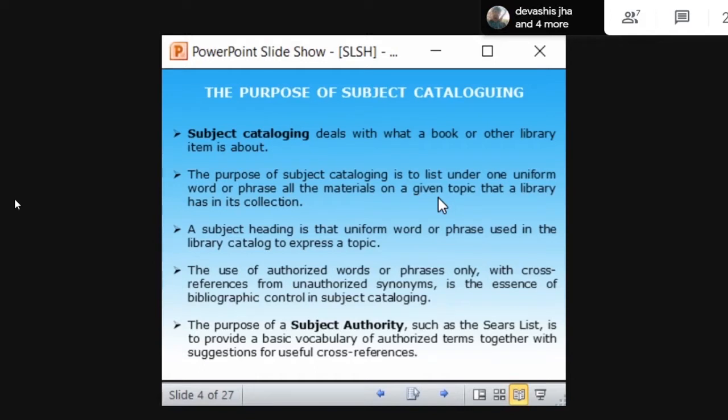I told you about subject authority in the last class, and I will brief it again. The purpose of a subject authority, such as the Sears list, Medical Subject Headings, and the Library of Congress Subject Headings, LCSH, all are parts of subject authority. The purpose of this is to provide a basic vocabulary of authorized terms together with suggestions for useful cross references. So it is essential to use authorized terms.